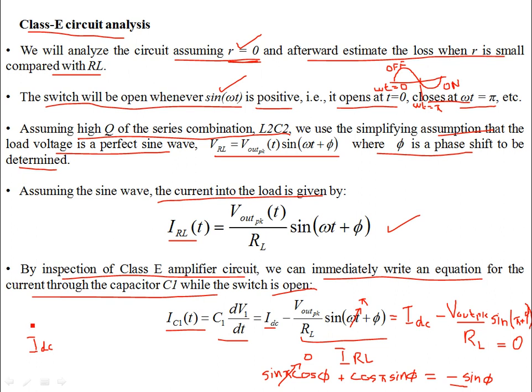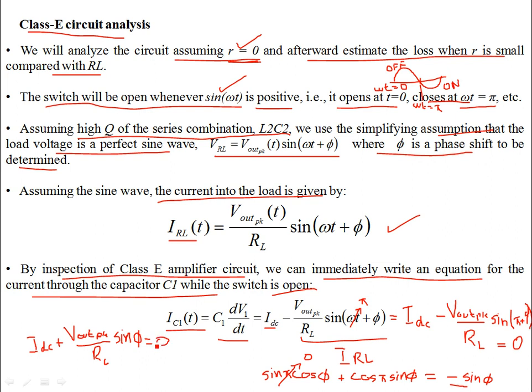So instead of a minus, I have a plus, because of the minus sign over here, it becomes plus V out peak. That's my amplitude of the voltage at the load divided by RL sine phi. Okay, that's it. That's my switching constraint, because that happens, the switch closes at omega t equal to pi. That's the other half cycle, and that is equal to 0.